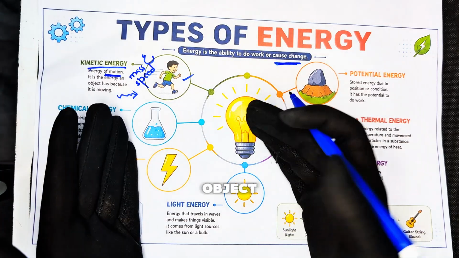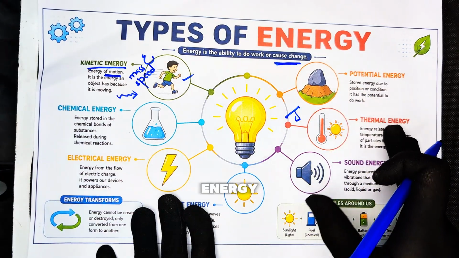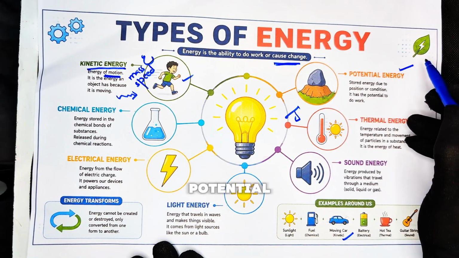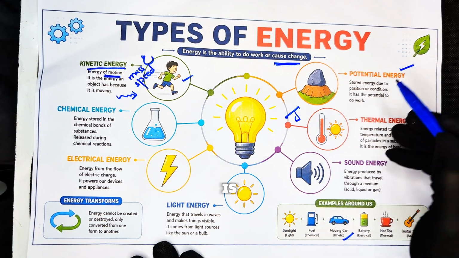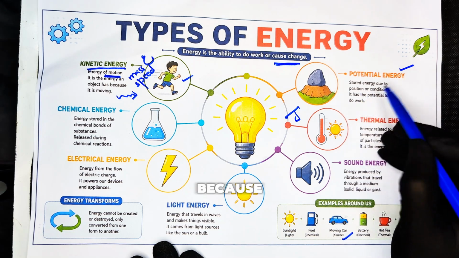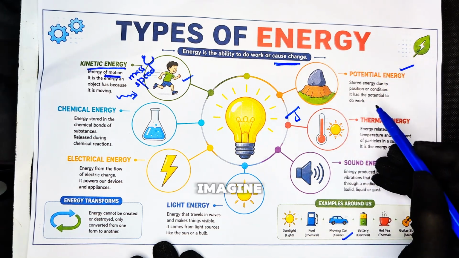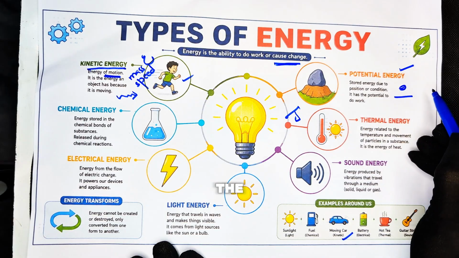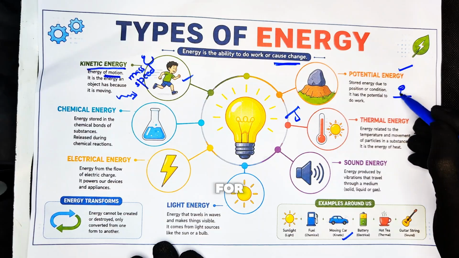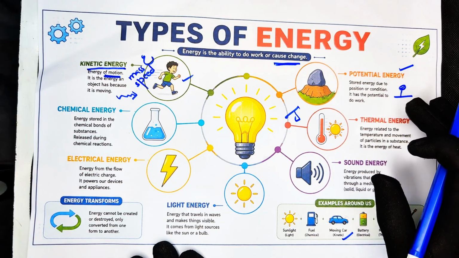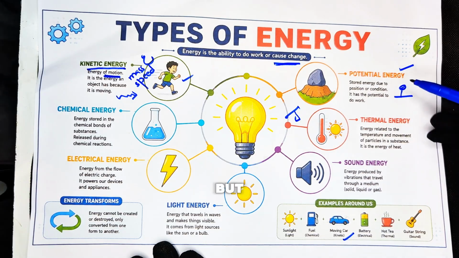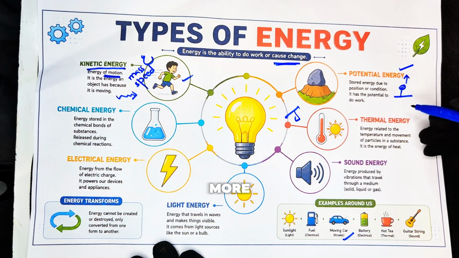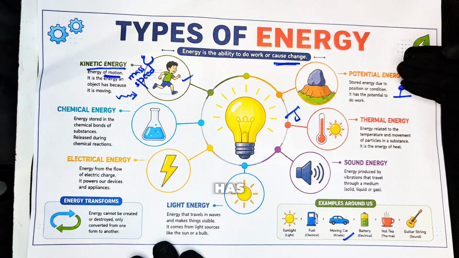But what if an object is not moving? Can it still have energy? Yes. And that is our next type, potential energy. Potential energy is stored energy because of position or condition. Imagine holding a ball above the ground. The ball is not moving, but it has stored energy because it can fall. The higher you lift it, the more gravitational potential energy it has.